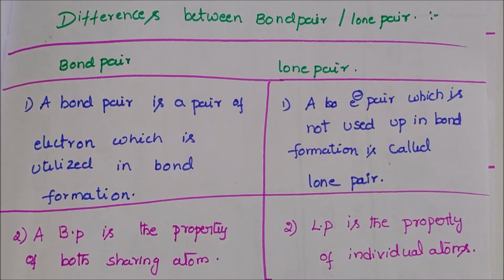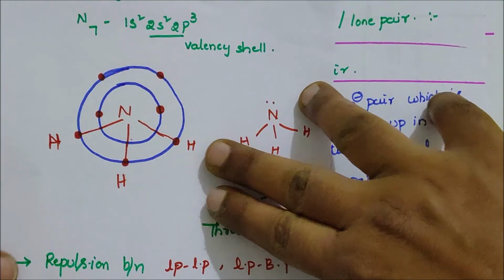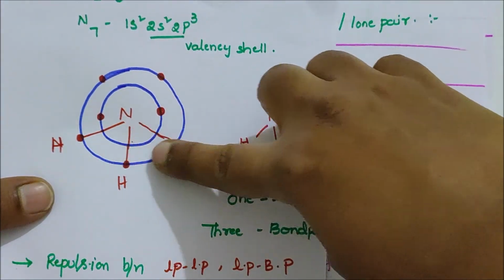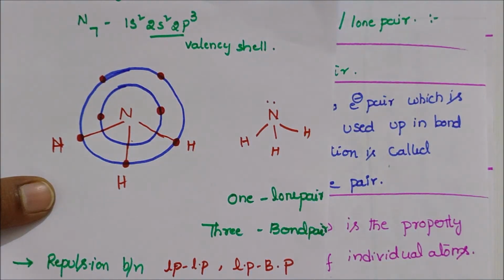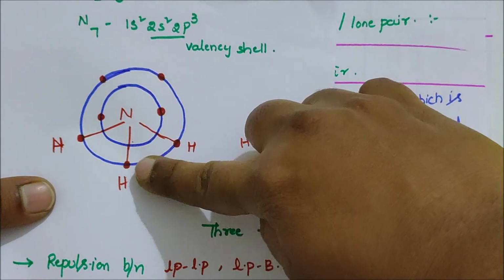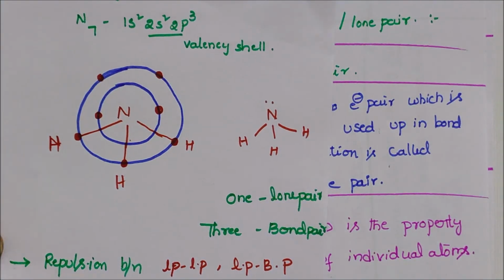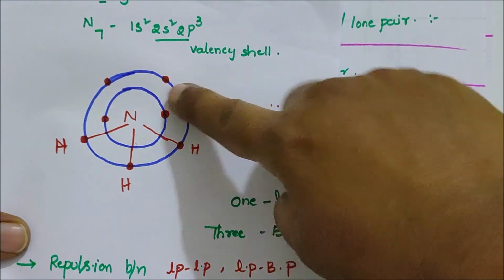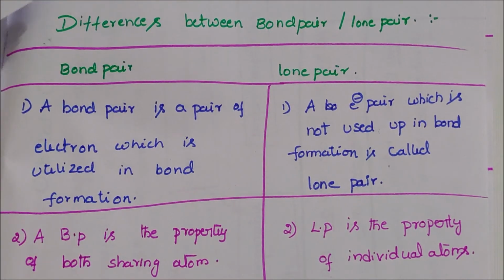That means in nitrogen, there are 3 electrons in the nitrogen atom that bond, and each hydrogen contains 1 electron. So a bond pair of electrons is shared between atoms to form a bond. But a lone pair of electrons is individual, that is, these 2 electrons belong only to the nitrogen atom, not to the hydrogens. This is why the lone pair is the property of an individual atom.